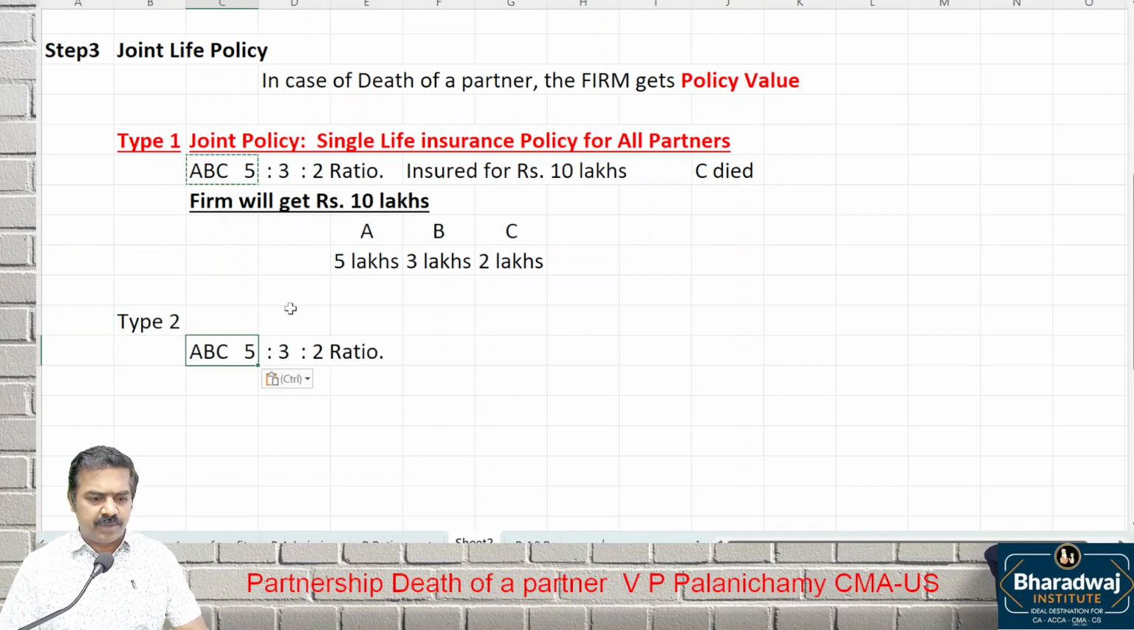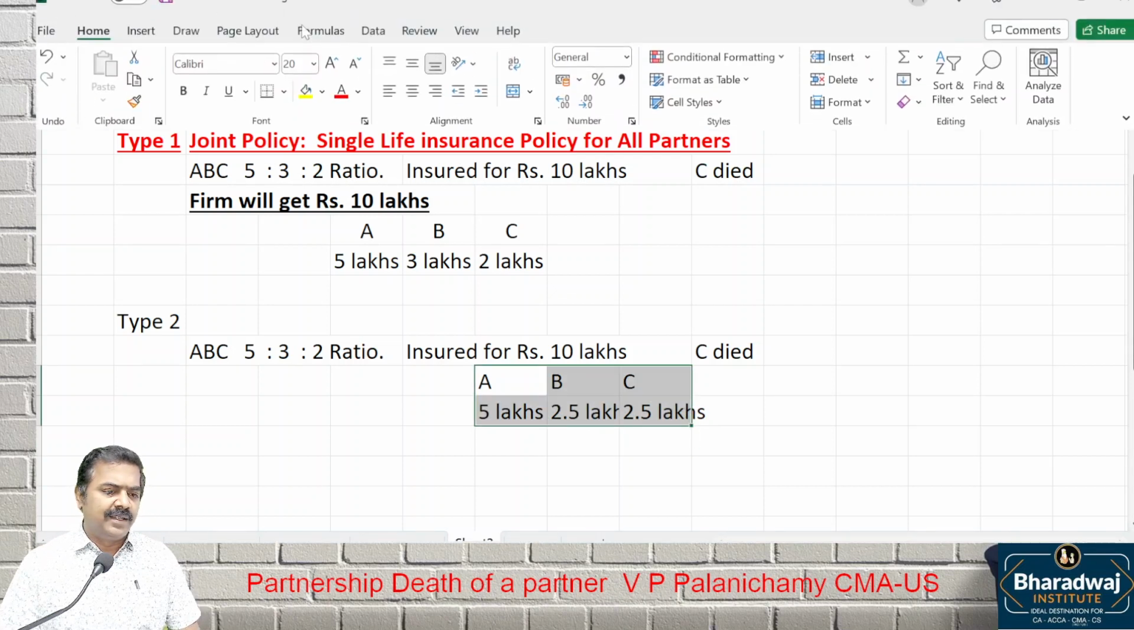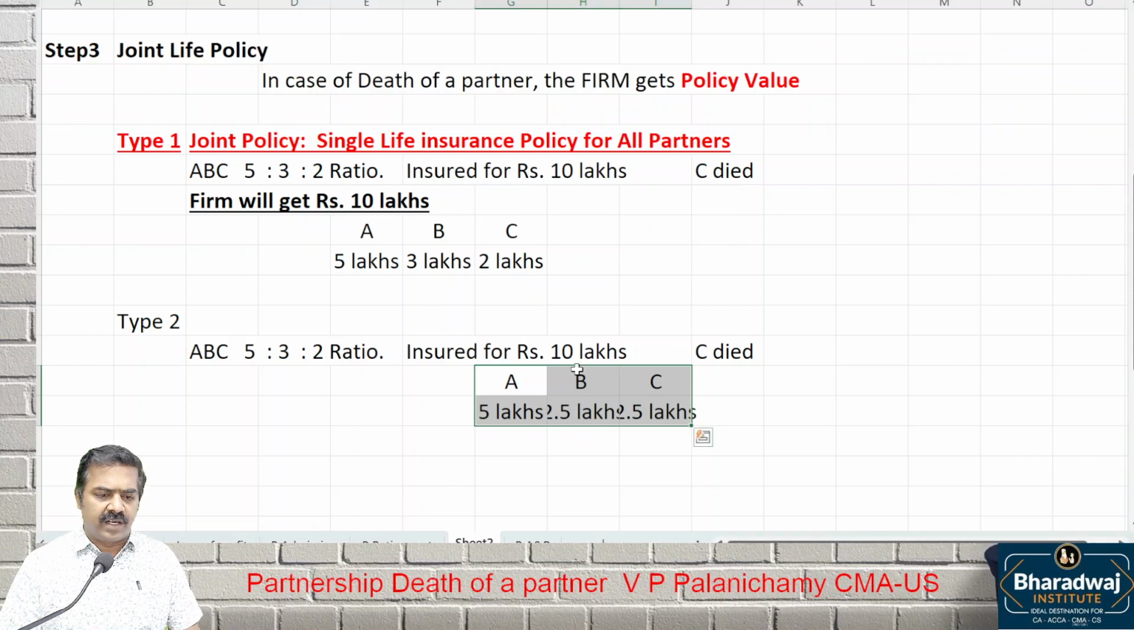A, B, C, what is the ratio? 5:3:2. Insured for how much? 10 lakhs. C died. But the insurance policy is taken on A's life for 5 lakhs, B's life 2.5 lakhs, C's life 2.5 lakhs. Look at this insurance policy. Is it a joint policy or several policy? It is called a several policy.